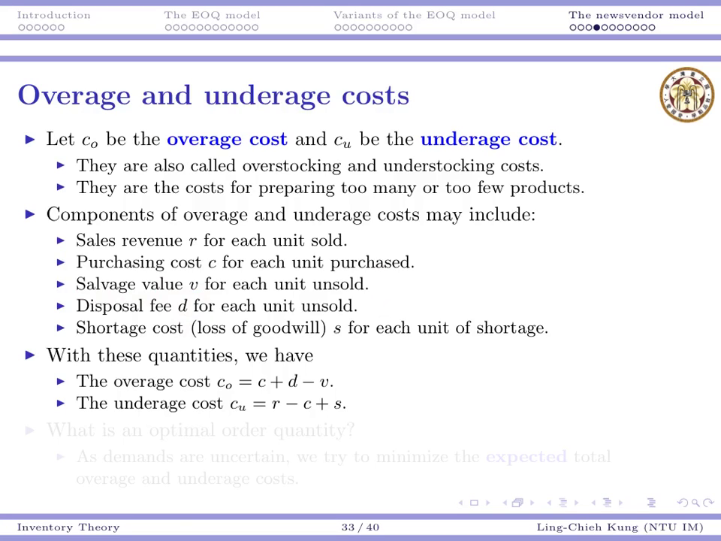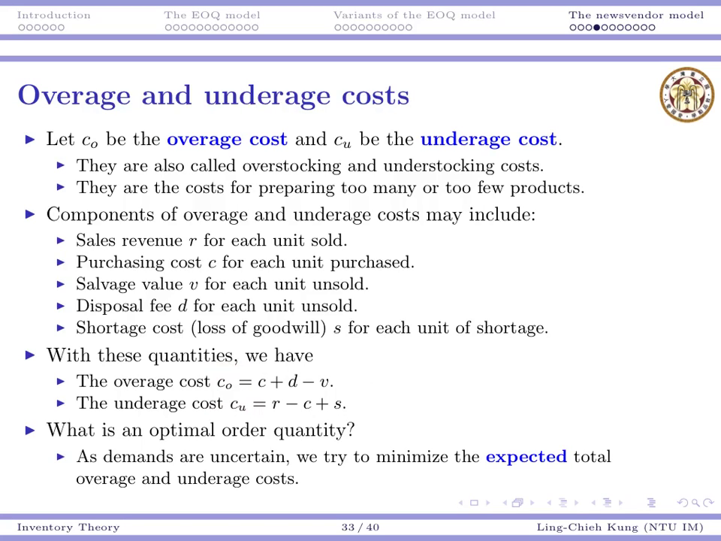Sometimes you don't have both of them. Sometimes you have shortage cost, sometimes you do not. But always, we may express CO and CU in this way. So now, we will take CO and CU as our parameters, and then try to optimize our order quantity.